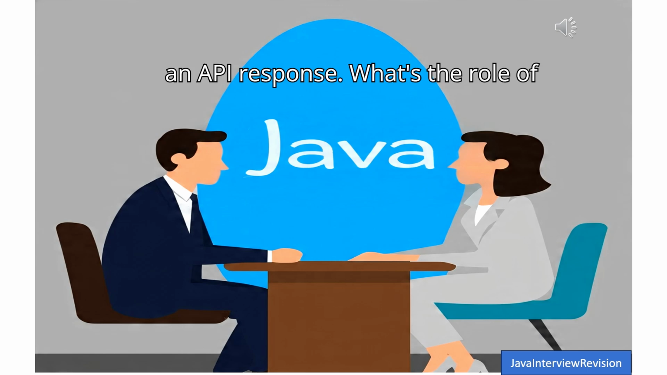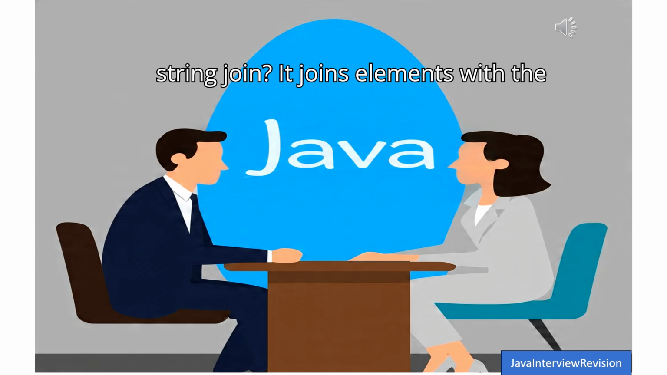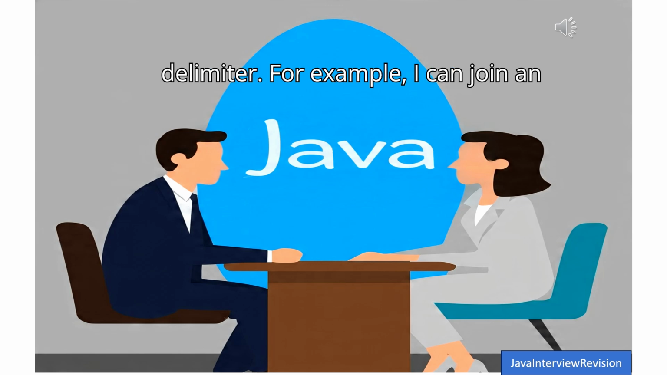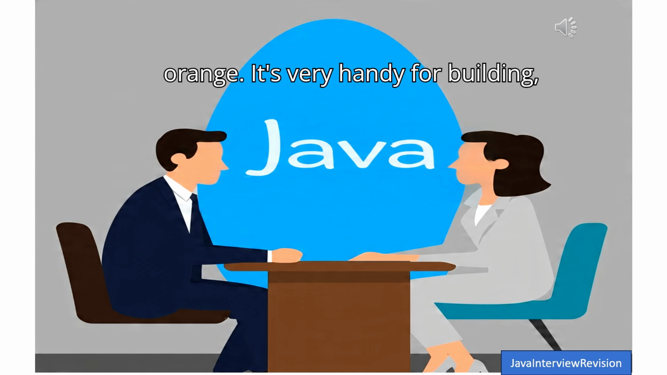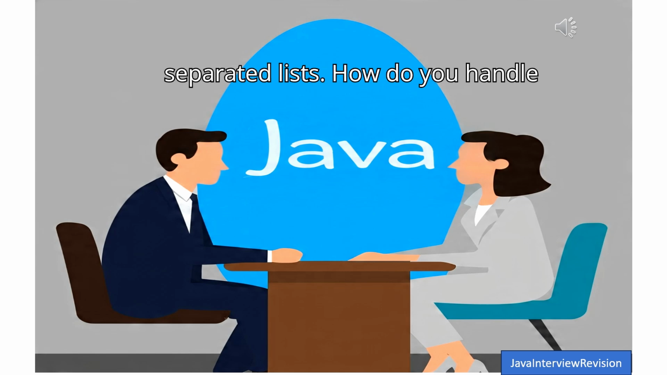What's the role of String.join? It joins elements with a delimiter. For example, I can join an array of fruits into "apple,banana,orange". It's very handy for building comma-separated lists.